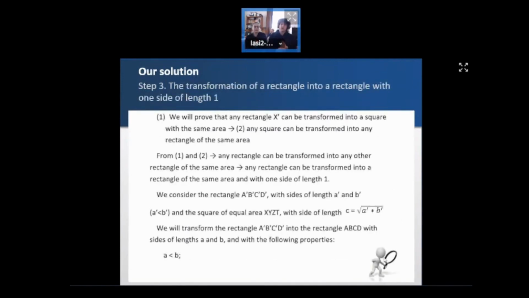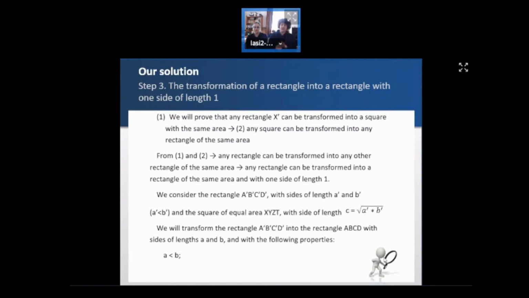Step 3, we will prove that any rectangle can be transformed into a square with the same area, which also means that any square can be transformed into any rectangle of the same area. From these two observations, it concludes that any rectangle can be transformed into any other rectangle of the same area. So any rectangle can be transformed into a rectangle of the same area and with one side of length 1.